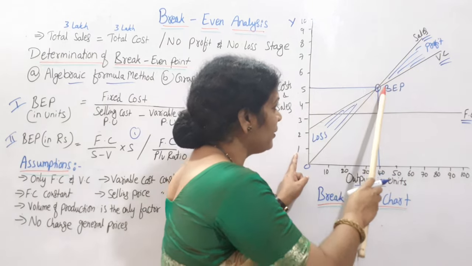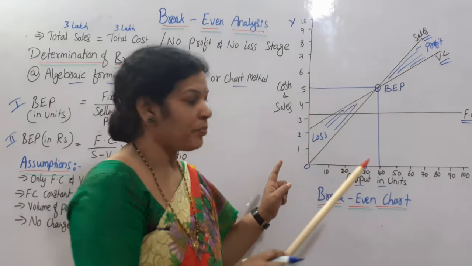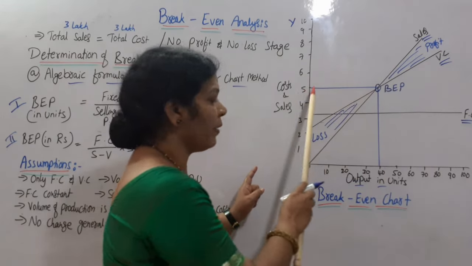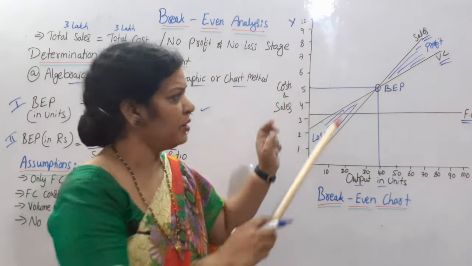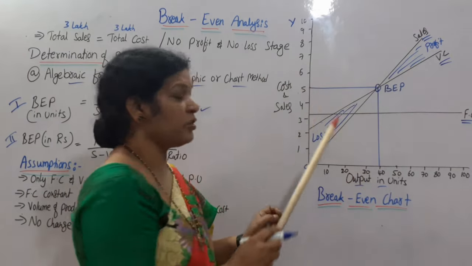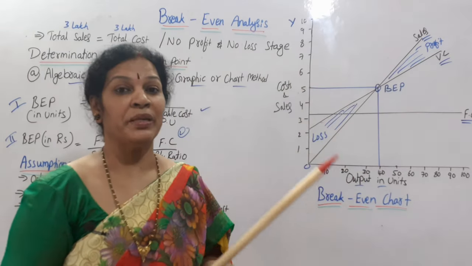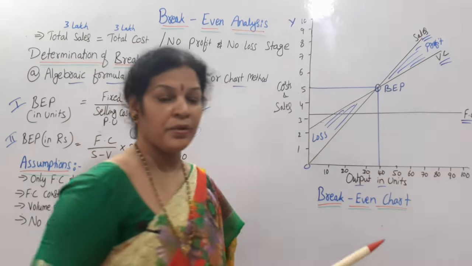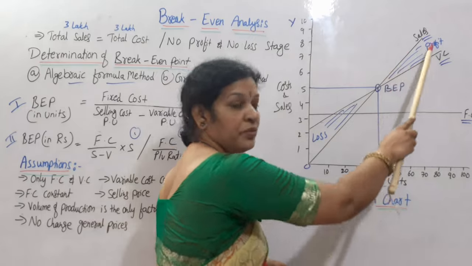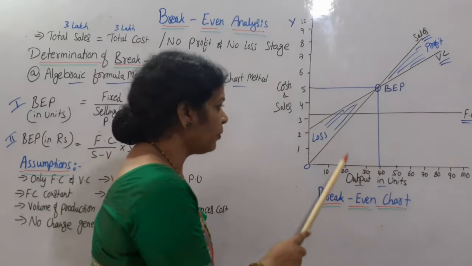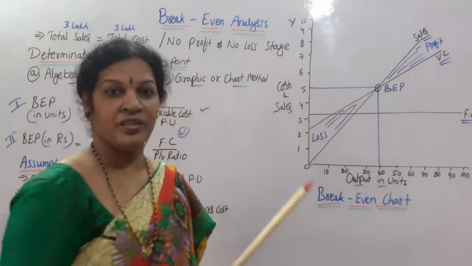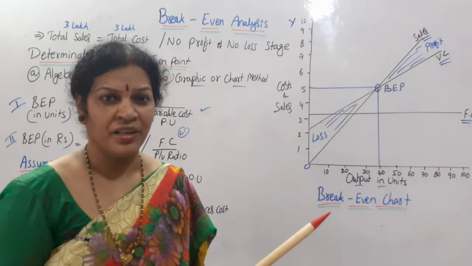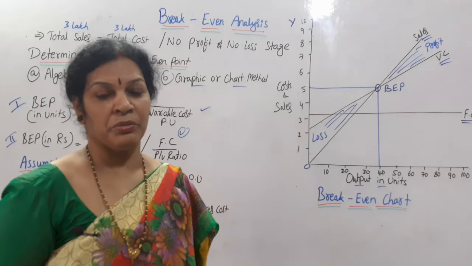This is the break-even point. Break-even point means where 40 is the production and sales are 5 lakh. When sales are this much and production is this much, that is the stage where we have the break-even point. If you go above 40 production, everything is profit. If you go below 40, this is loss. A simple presentation of the break-even chart. Am I clear? So this chart you remember.